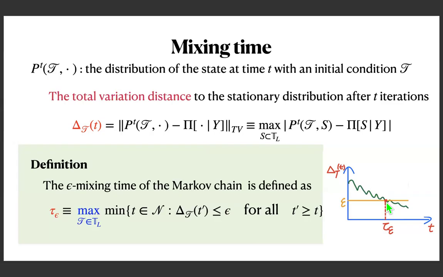This is the moment that we want to capture, but we also want to consider the worst case scenario, which means the worst case initialization. This time is defined as the epsilon mixing time. This is the quantity that we are interested in, whether we can upper bound it or lower bound it.